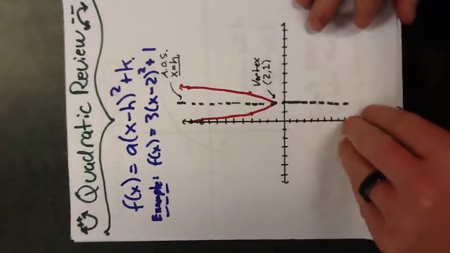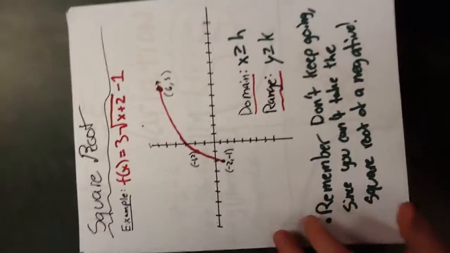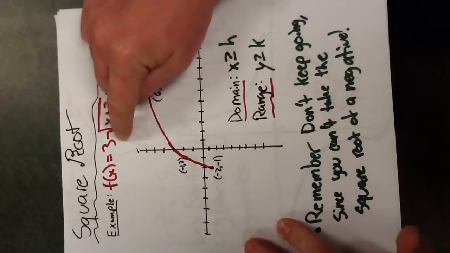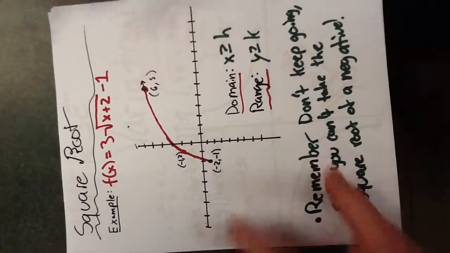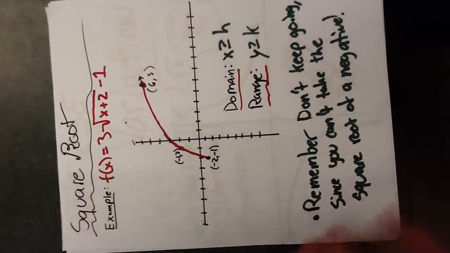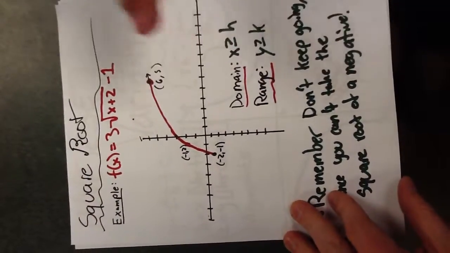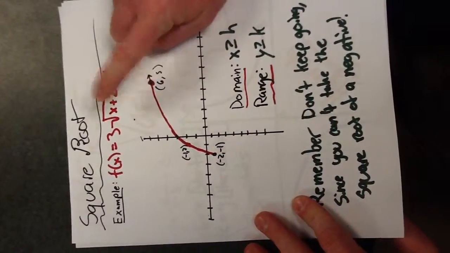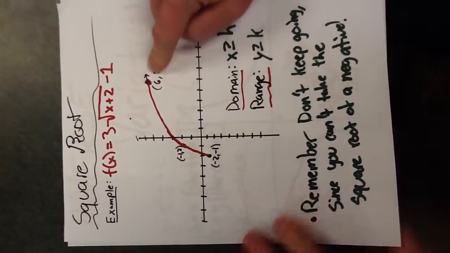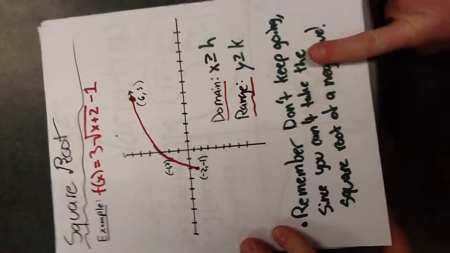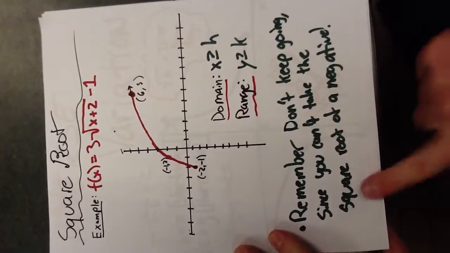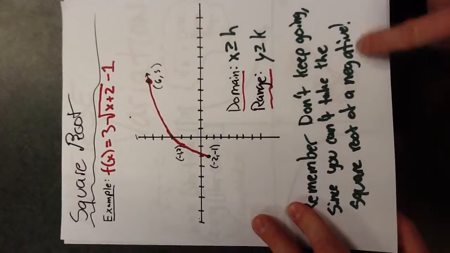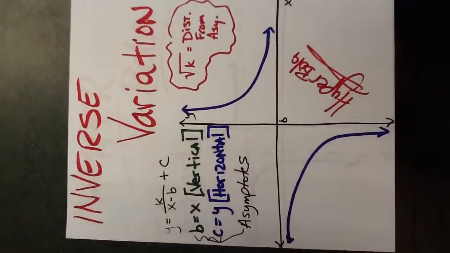It looks gorgeous. Square root function. We have a 3, which means it's going to increase faster, meaning that I'm going to have a steeper arc. I move to the right 2, I move down 1, and there's my starting point. Left 2, down 1, starting point. Remember, don't keep going since you can't take the square root of a negative. We really can't stress that enough.